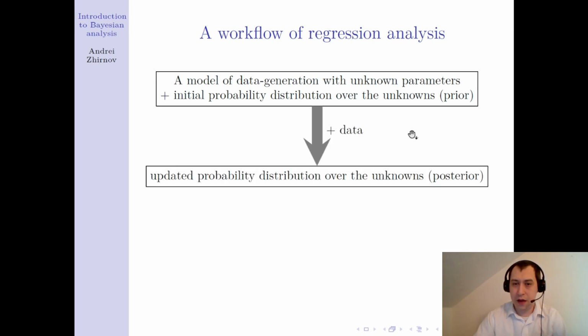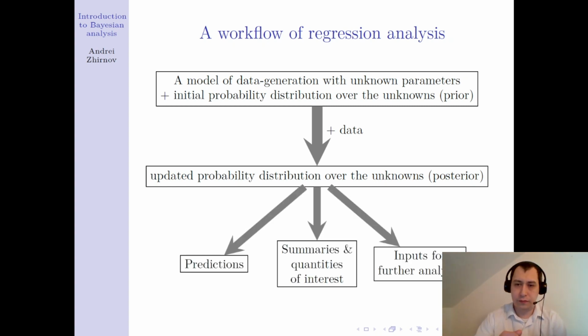Once we have the data, and once we incorporate the data into our analysis, we can update our beliefs and arrive at the updated probability distribution over these unknowns, over these parameters. And this distribution is going to be called the posterior. The posterior distribution is a major product of the Bayesian data analysis. Once you have arrived at the posterior distribution that you are satisfied is consistent with the data and with your prior beliefs, you're half done with this analysis.